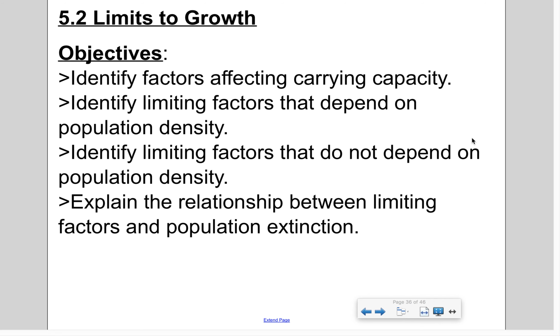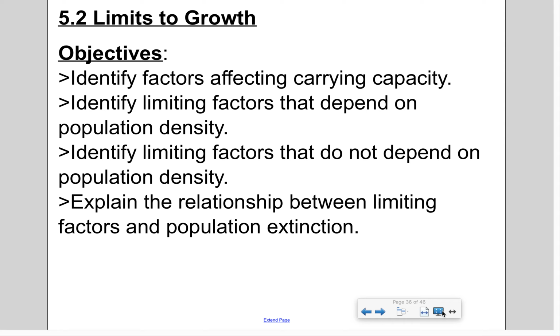So anyways, that does it for lesson 5.2, limits to growth. So I talked about density dependent factors, which means it does depend on the number of individuals in that area, and density independent factors, which means it does not. Those are just those natural disasters that can change the number of individuals in an area.